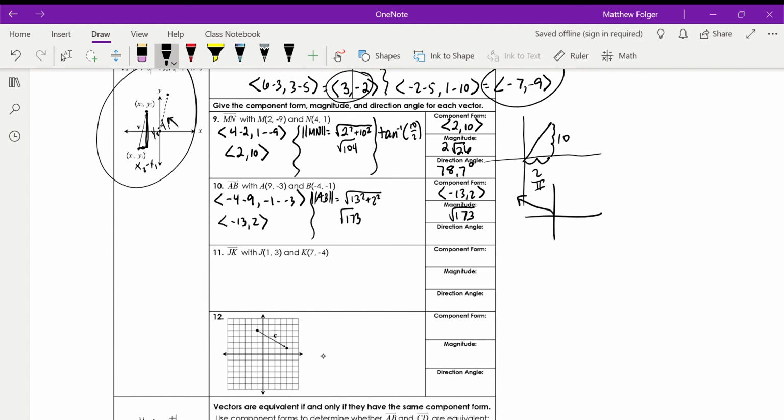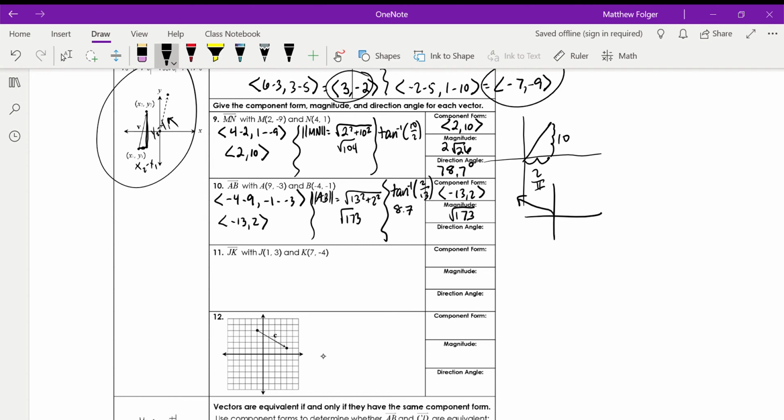Now, this one we're going to have to be more careful about. Remember, we make the numbers positive, and then we have to put it in the second quadrant. So second tan of 2 over 13. So let's see what that is. Second tan of 2 over 13, which is 8.7 degrees.